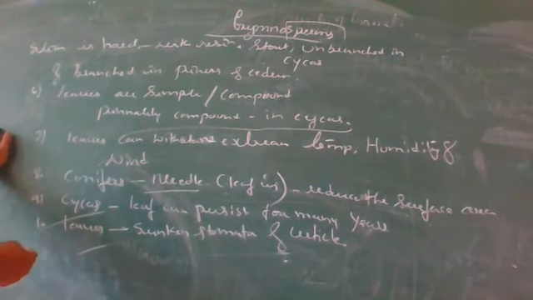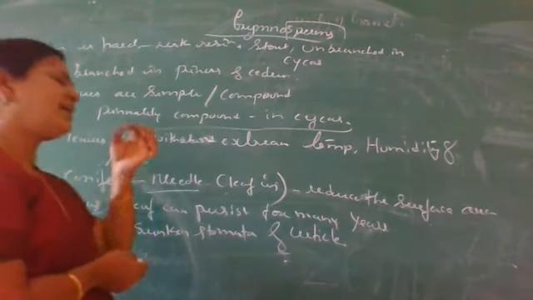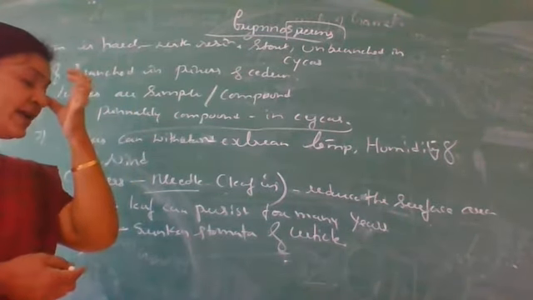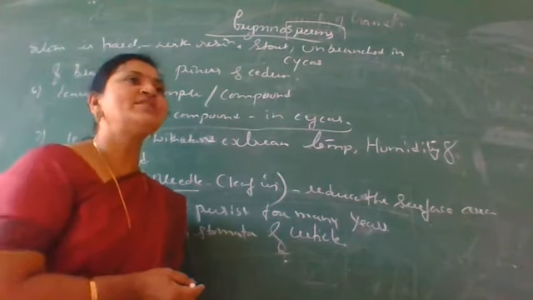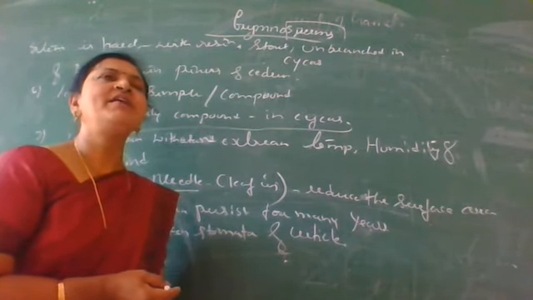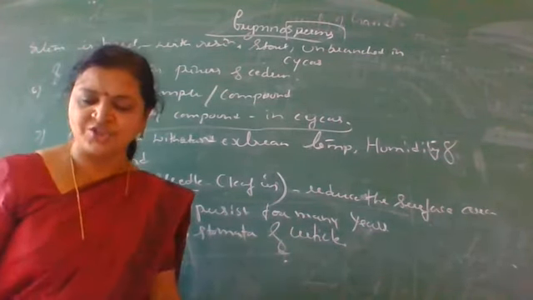So in case of conifers, the leaves are called needles, which can reduce the surface area of the plant. Especially in case of cycas, the leaf persists for many years, and all the gymnosperm leaves have sunken stomata as well as cuticle that can prevent the rate of transpiration.